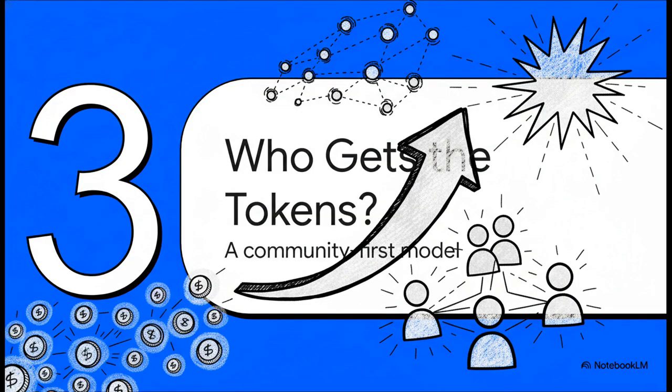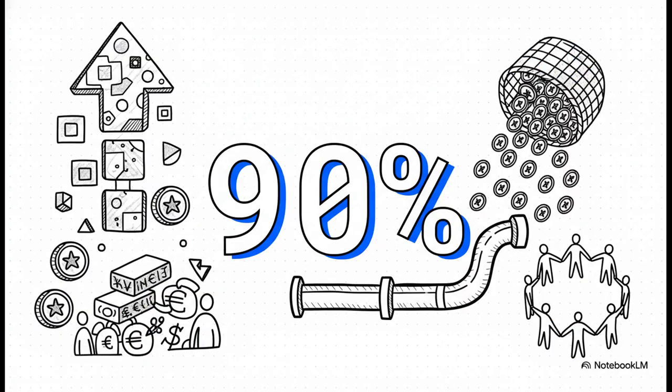All right, now for what is arguably the most important part of any token design, the distribution. Who gets these 10 billion tokens? This is where the PLRL model makes a really deliberate and kind of radical choice that sets it apart from most other projects out there. 90%. Just let that number sink in for a minute. 90. In an industry where venture capitalists and early investors often walk away with the biggest slice of the pie, this model hands over the overwhelming majority of the supply directly to the community.